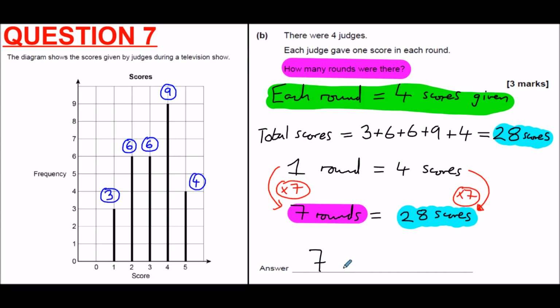I'll give you a different way of thinking about it, if that's still slightly confusing. So, if I just move over here for a second, what it means is each time there's a round, there's 4 different scores given by each judge. So first round, judge 1, judge 2, judge 3, judge 4. Round 2, judge 1, judge 2, judge 3, judge 4. Round 3, and so you can keep doing this again and again until you finally get to a total of 28 scores that have been given out.